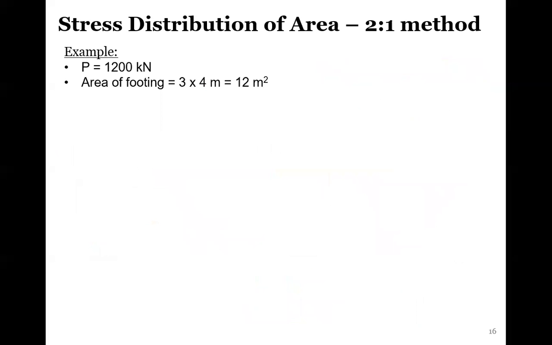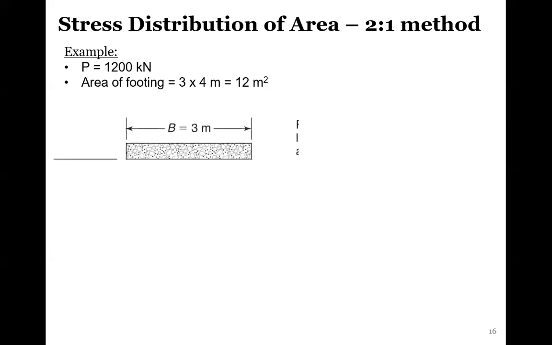But let's look at an example of this real quick. Let's say we have a structural loading, a point load of 1,200 kilonewtons. This could be a structural load coming off of a column or something. Our structural engineer calls us up and says, hey, it's going to be 1,200 kilonewtons, and we're like, gotcha. The footing that we designed to distribute this point load across is a 3 by 4 rectangle, so it has an area of 12 square meters, 3 times 4.